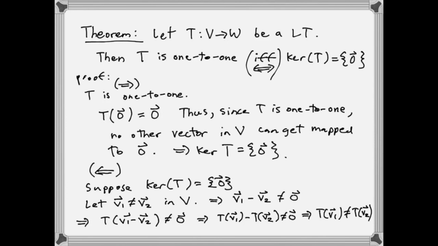So what did I just show? I showed that two different guys get mapped to two different places. In other words, this means that T is one-to-one. That's the definition. Okay, and that's the proof. Okay, so this gives us a nice, easy way to figure out if a map is one-to-one. All we need to do is find its kernel and see if it's just the 0 vector. Okay, so let's do an example.